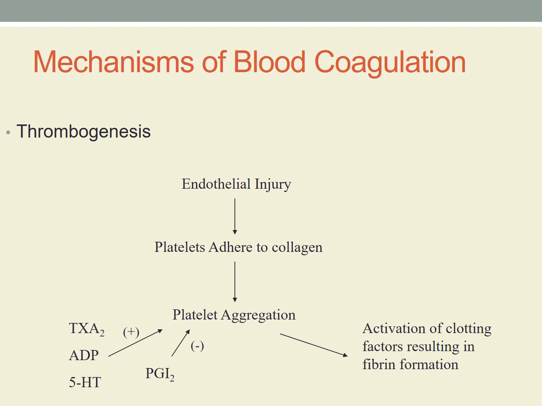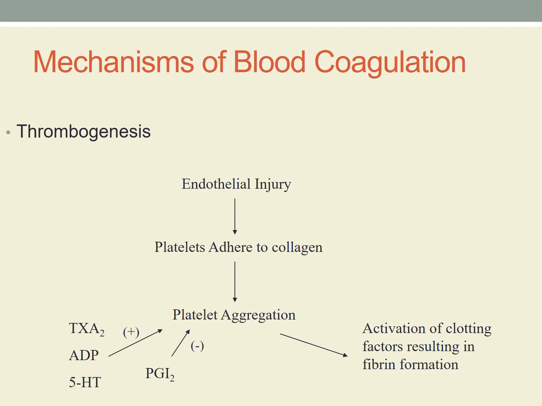To break thrombogenesis down even further, starting at the top of the slide with endothelial injury, whenever there is a defect in the blood vessel wall, platelets adhere to exposed collagen of the damaged endothelium and become activated. Activated platelets release adenosine diphosphate, or ADP, serotonin, or 5-HT, and thromboxane A2, or TXA2. These substances then activate additional platelets, and platelets begin to aggregate.